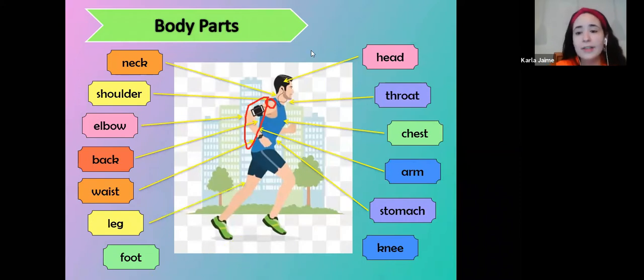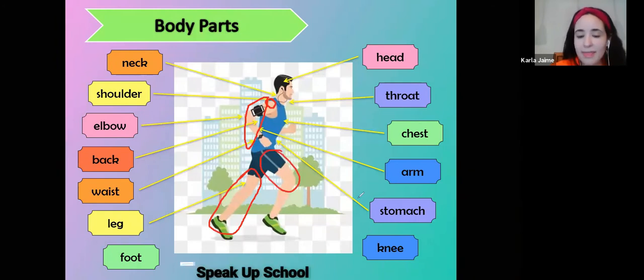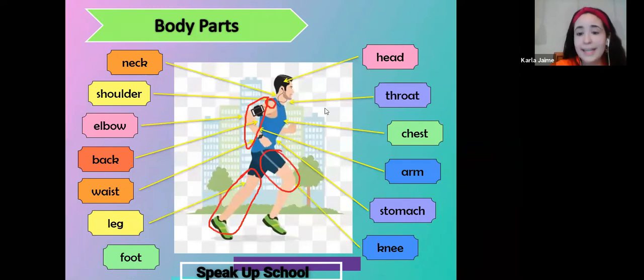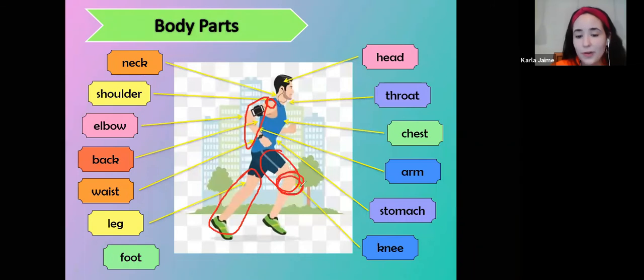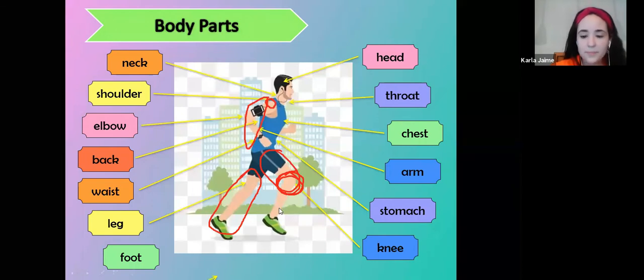Then we have the legs. So all of this is your leg, right? All of this is your leg. Then you have your knee, which is this part only, your knee, okay? Tu rodilla. And then we have, let me see, your foot, all right? So your foot is only this part, tu pie, your foot.